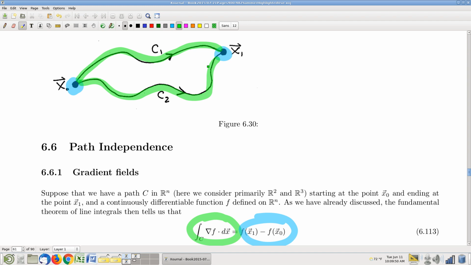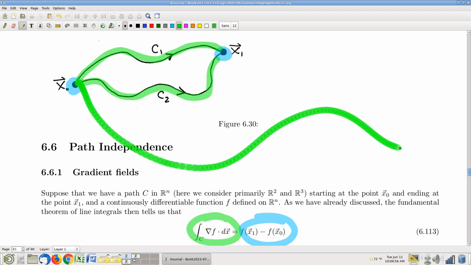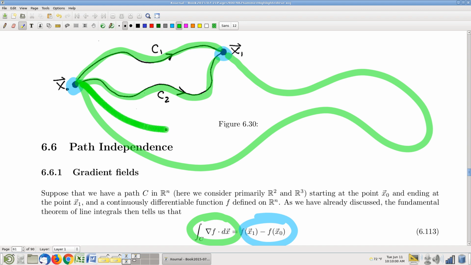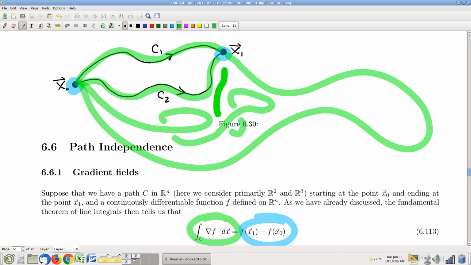So the values of the line integral don't really depend on which of these two curves you pick. In fact, you could take that curve or that curve. All right? Doesn't matter.